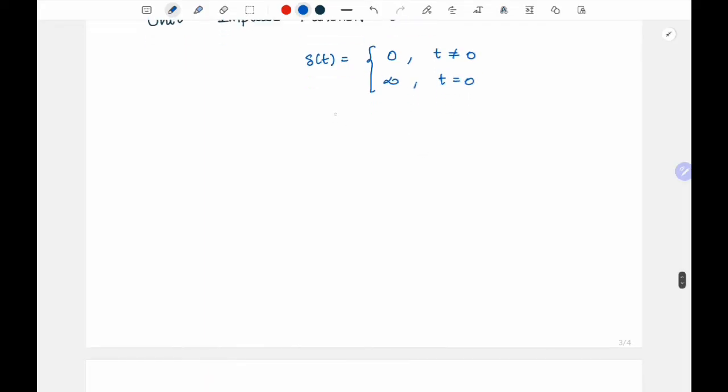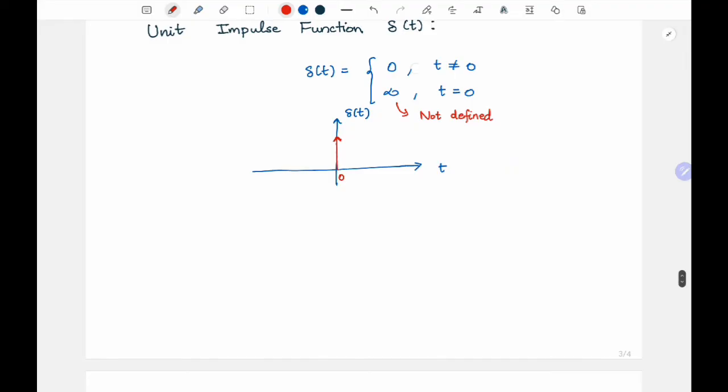So graphically, how do we represent it? This way. If this is t and this is delta of t, we represent it with a single line at t equal to 0 followed by an arrow. This indicates that at t equal to 0, it is tending to infinity, and this infinity is actually not defined. It is equivalent to saying that the impulse function is not defined at t equal to 0.